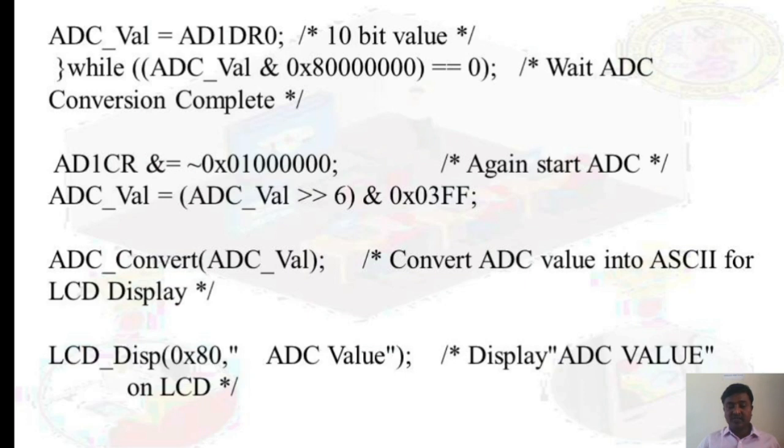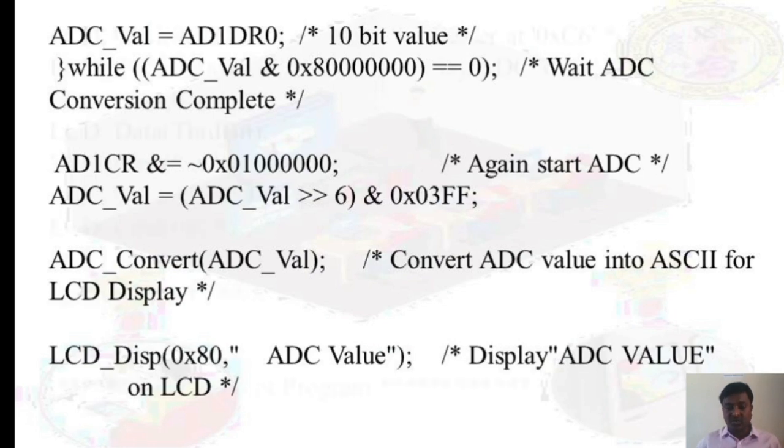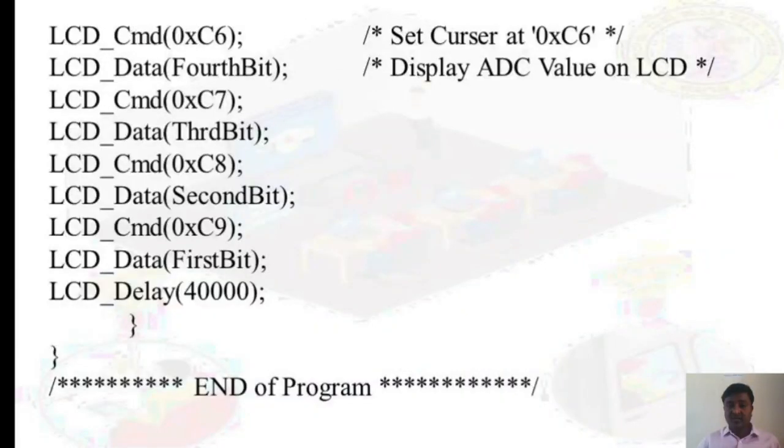Then we are writing LCD command 0x80 and displaying the ADC value on the LCD on the first row. Then we are calling LCD command 0xC6, that is setting the cursor to the position of the second line at the 6th position. After that we are displaying the LCD data, displaying the 4th bit, 3rd bit, 2nd bit and 1st bit. End of the program.